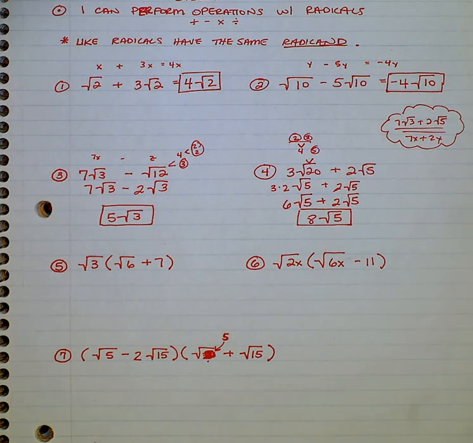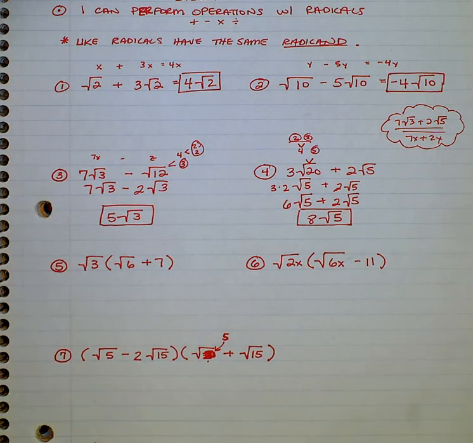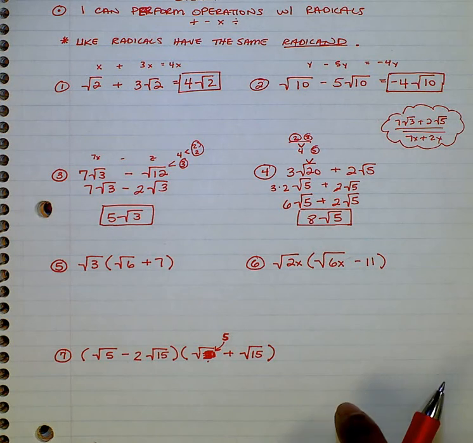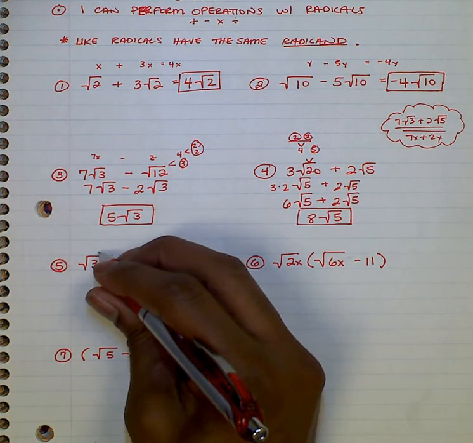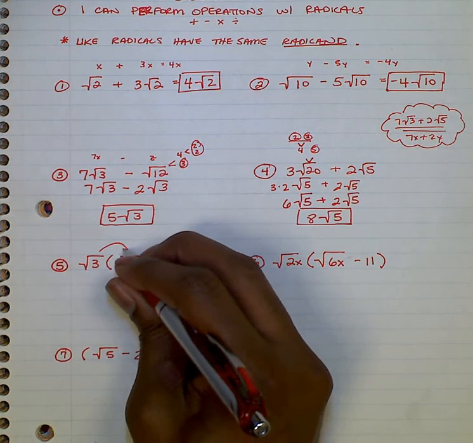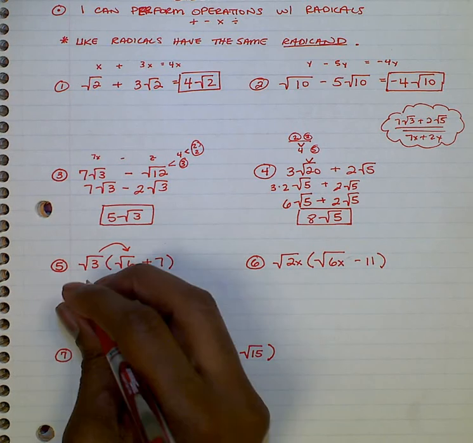Alright, let's talk about multiplying. When we multiply, we kind of add a level of complexity to the problem, because now we have to deal with, can we simplify? Can we add them after we simplify? But it's nothing that we can't handle. So this first problem, I have radical 3 times radical 6. These are both inside the radicals, so I can multiply them. I have radical 18.